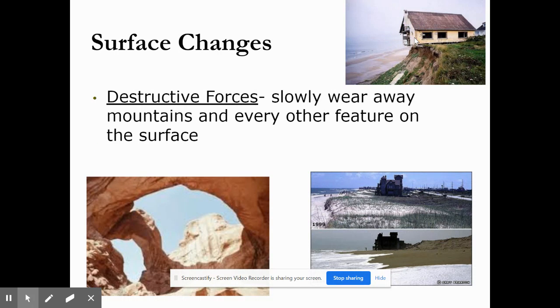And destructive forces, the base word is destroy, to tear apart, to wear down. So these are forces that are slowly wearing away mountains and features on the surface. If you look at weathering and erosion, you can see the pictures here. You see forces that are breaking down and wearing away.